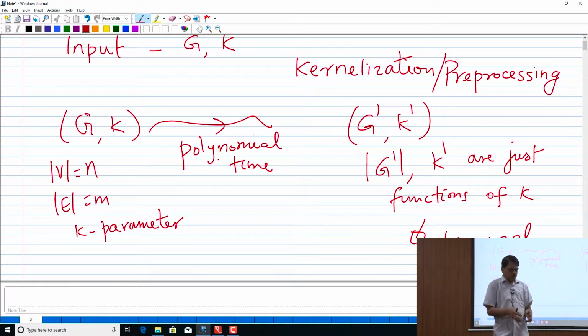At the end of it, the new graph will turn out to be a graph of small size, where small here means just a function of the parameter. n and m will go away. And then there you can apply any brute force algorithm. We will not worry about how you solve it here, because at this point you can apply your 2 power k algorithm, which we saw already, but on this compressed input. Now we'll worry about what interesting pre-processing rules we can come up with to reduce the input size. I'm going to use only vertex cover as an example, and in the tutorial we'll see a couple of other examples.